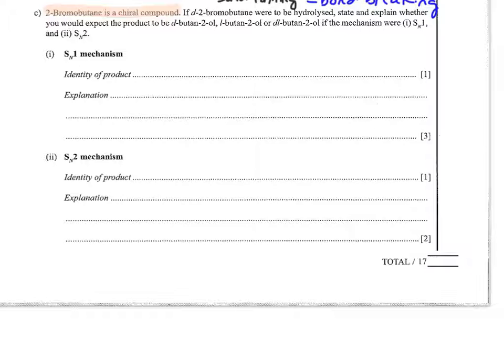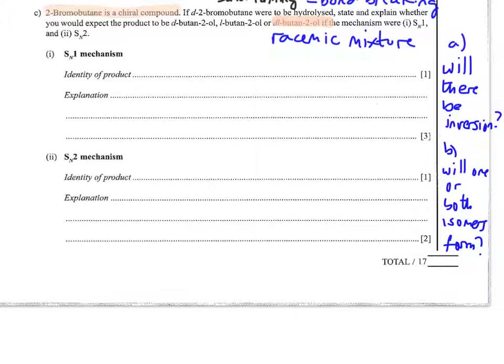It says, if D-2-bromobutane were to be hydrolyzed, in other words, if one of the enantiomers were to be hydrolyzed, state and explain whether you'd expect the product to be D-butan-2-ol, L-butan-2-ol, or DL-butan-2-ol. Now, DL-butan-2-ol is a racemic mixture, like we talked about before. So what the question is really asking is, will there be inversion during the process, and will one or both of the isomers form?